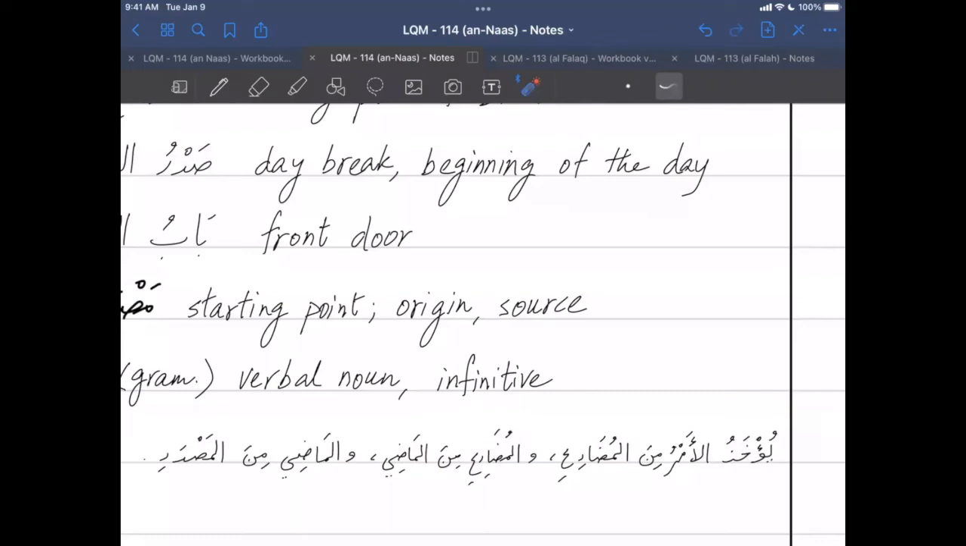Wal mudare min al madi, and mudare is taken from the madi. Wal madi min al masdar, okay? And madi is taken from the masdar. So what comes at the root then? The masdar. The masdar is where you take madi from. Let me just quickly see if I can draw something here. So from masdar you take madi. From madi you take mudare, and from mudare you take amr. So at the root is the masdar.